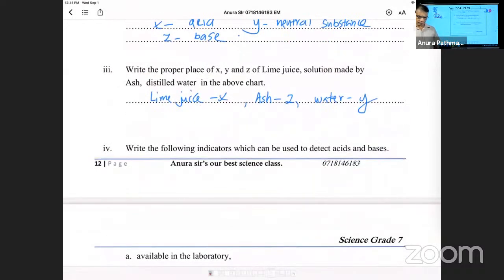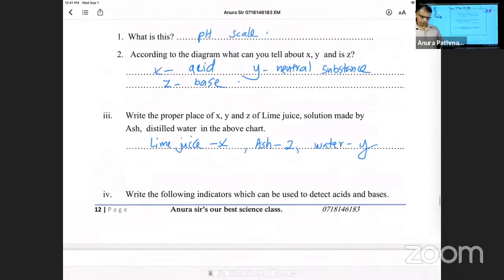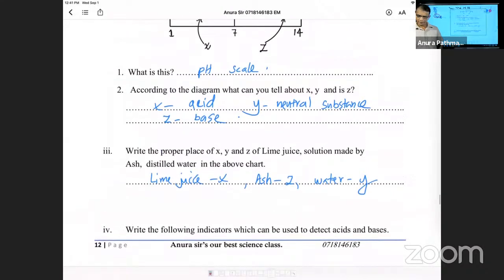Write the following indicators which can be used to detect acids and bases. Excuse me, sir, what if I wrote for the third question, lime juice 6 in the pH scale and ash 8 in the pH scale? No. Write the proper place of X, Y, and Z. If it is X, you have to join it with the lime juice, something like that.